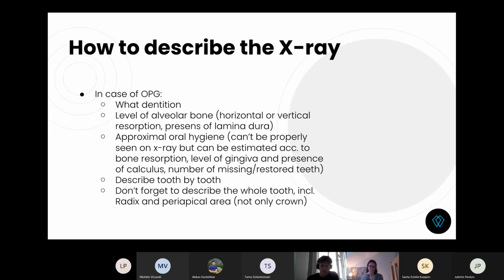Then really go tooth by tooth, like you do in the examination too, starting with 1/8 and describe everything about the tooth. It's very tempting just to look at the crowns, see there's no caries or no filling, then go to the next tooth, but always have a look at the radix and at the periapical area, because there might be a periapical cyst or some bad endo treatment or something like this. And if you fail to mention this, that's not gonna go well for you in the exam.